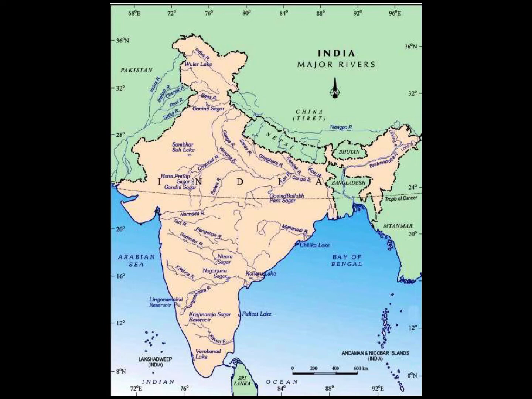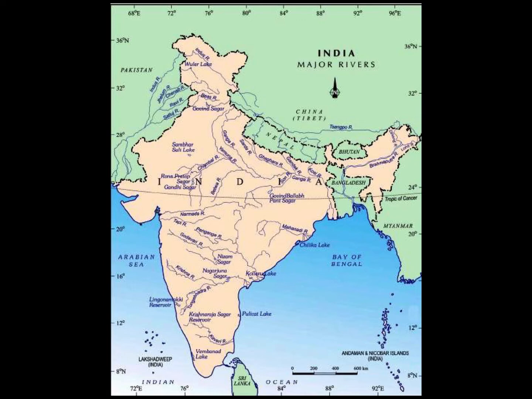Come to the east, you can see near Tibet there is written Sangpo R. The Sangpo is the name of Brahmaputra. You can see in the northeastern state there is a big river called as Brahmaputra, and it is flowing into the Bangladesh and to the Bay of Bengal.